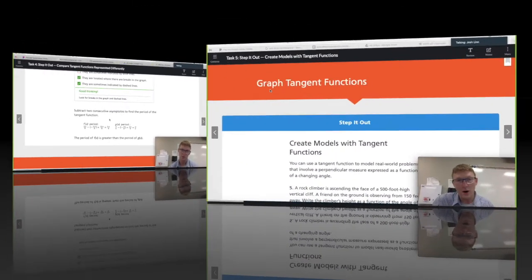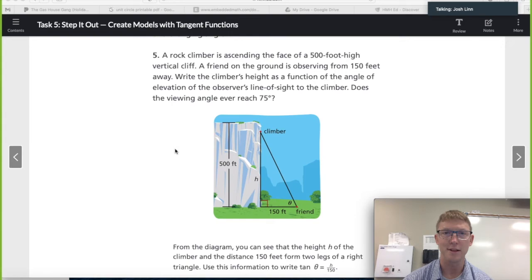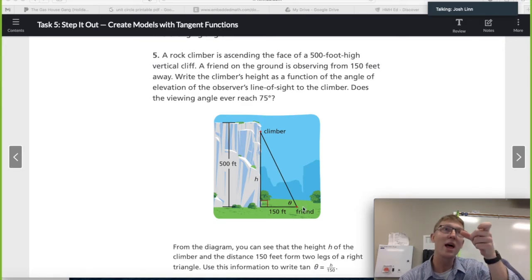Problems, right? So create models with tangent functions. You can use a tangent function to model real-world problems that involve a perpendicular measure expressed as a function of changing angle. So let's say you have a climber, and you've got a friend here who can point a little laser or line of sight to figure out the angle, and that friend might have one of those little range guns that you point at it and tells you how far away it is. Those things exist, I promise.